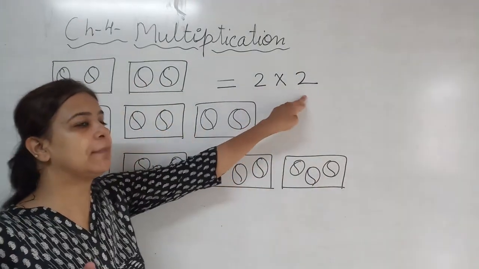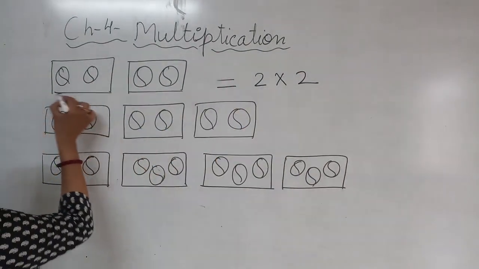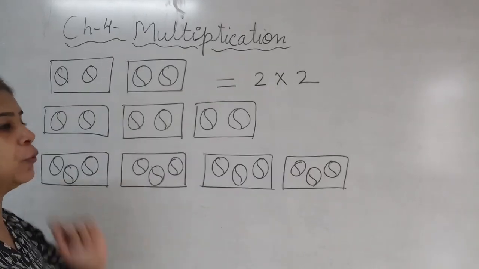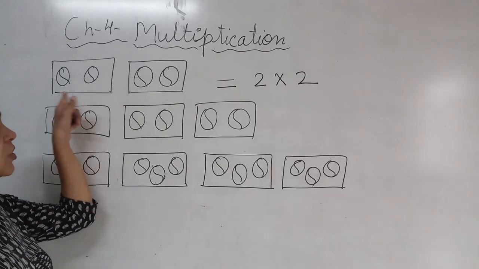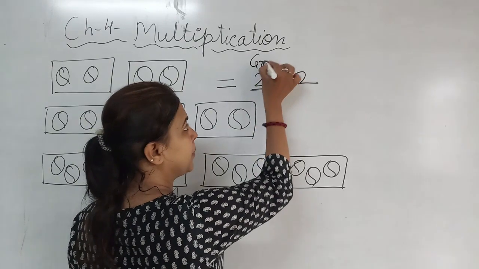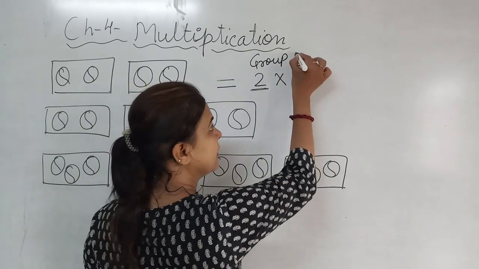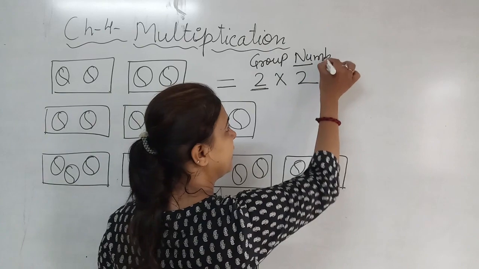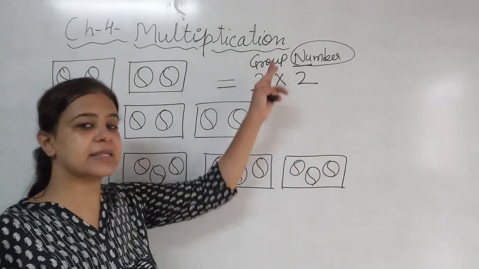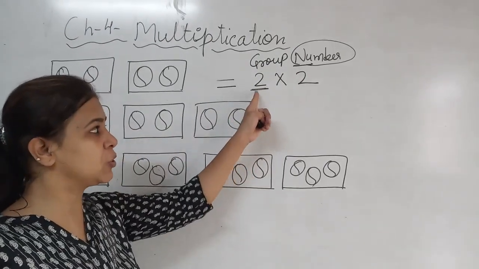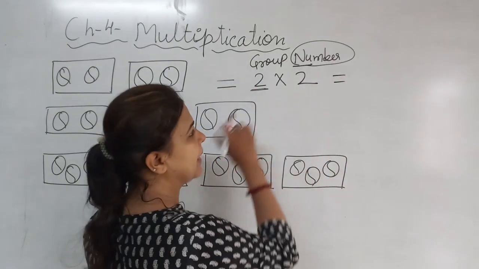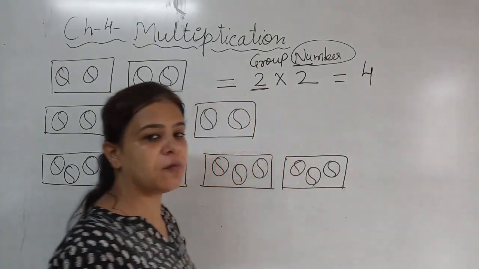Why this 2 multiply by 2? Because this is 2 groups. How many groups are here? These are 2 groups, and in each group 2 marbles are here. Means this is the number of groups and this is the number in each group. Means 2 groups are here and 2 in each group. So 2 multiplied by 2 is equals to 4.